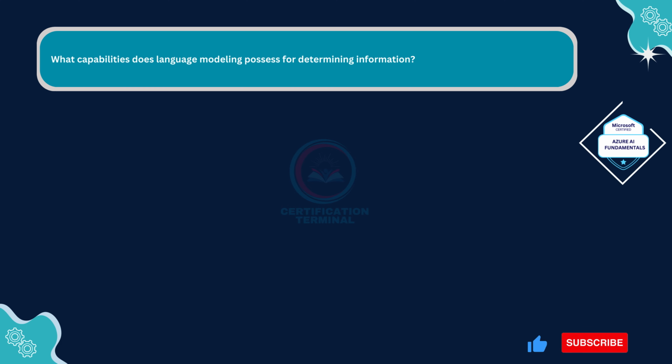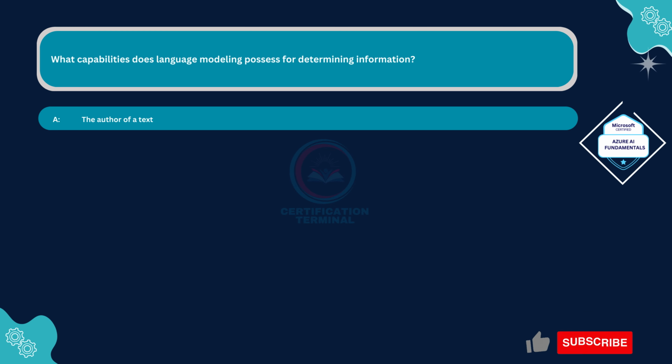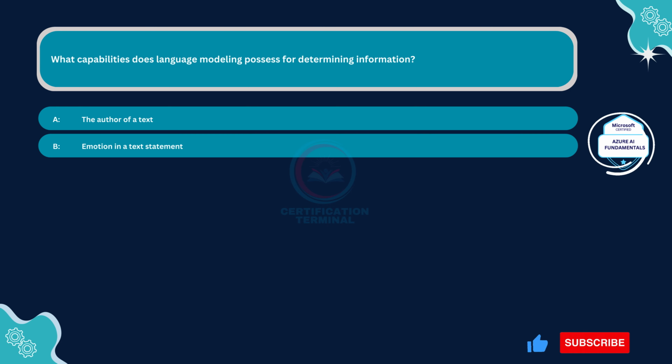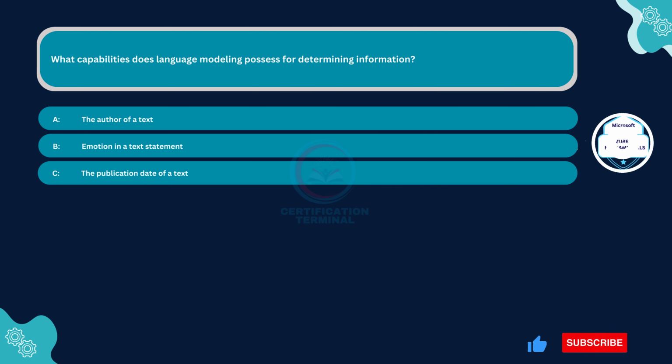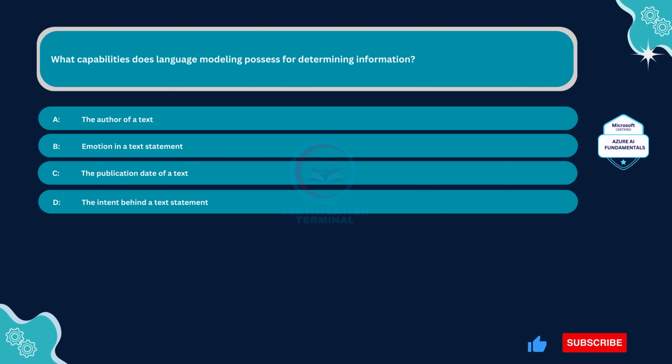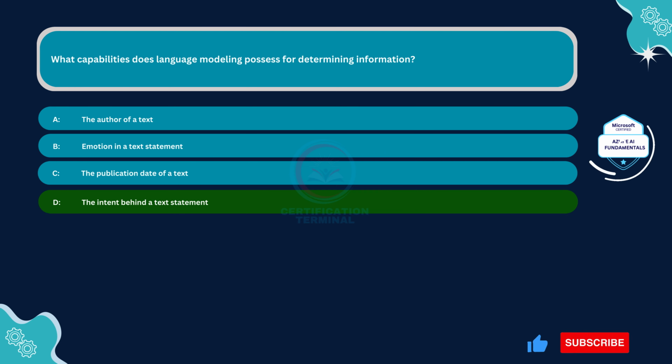Next question. What capabilities does language modeling possess for determining information? Option A, the author of a text. Option B, emotion in a text statement. Option C, the publication date of a text. Option D, the intent behind a text statement. The correct answer is Option D, the intent behind a text statement.